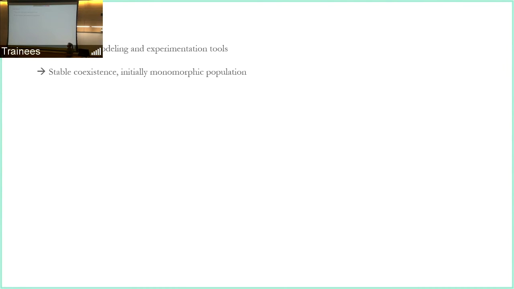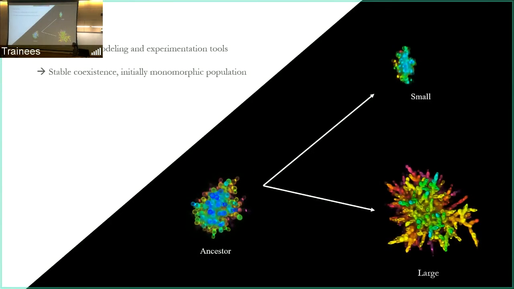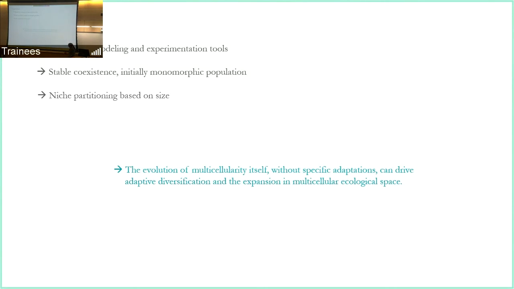So a few conclusions from this talk. We use theoretical modeling and experimental tools to show a stable coexistence from an initially monomorphic population. We describe niche partitioning based on size. And so the main message that we think we are learning is that the simple evolution of multicellularity without any adaptation can drive adaptive diversification and the expansion in multicellular ecological space.